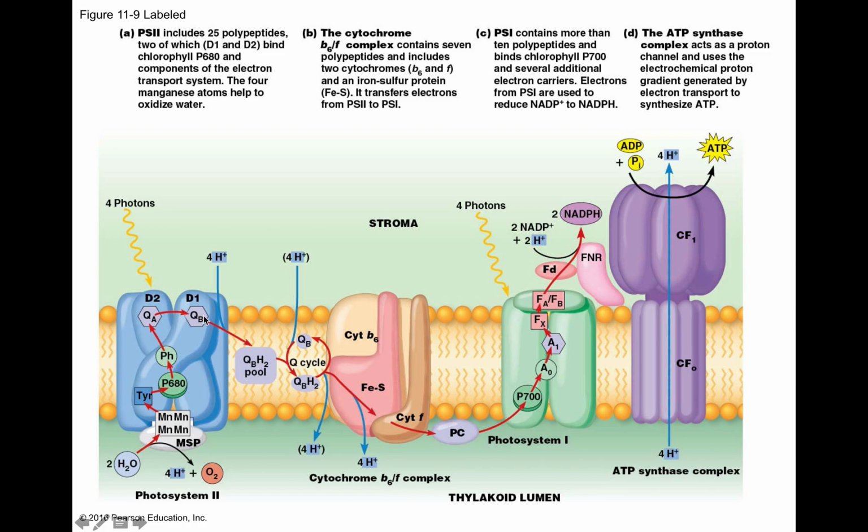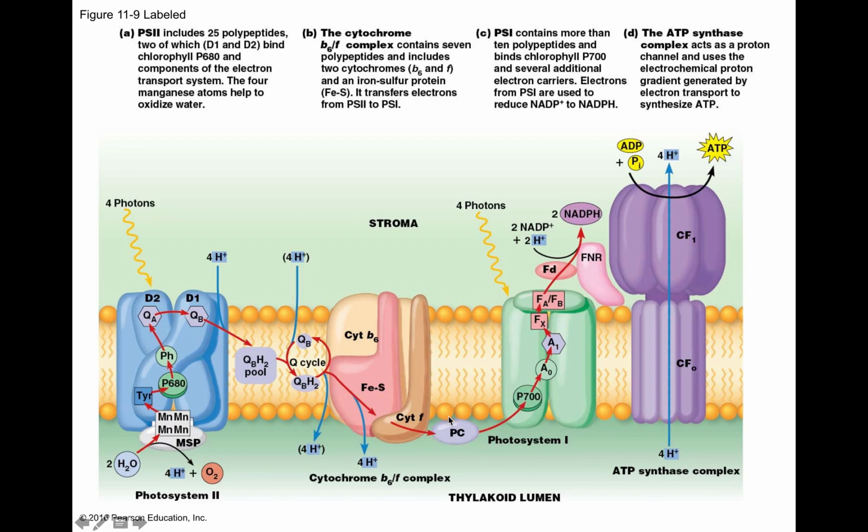These high energy electrons are going to lose energy by passing from one electron carrier to another. And that energy loss is used to move protons from the stroma, where the maple syrup is, into the lumen, inside the stuffing of the pancake. Okay? Pass off to other electron carriers. Some electron carriers are membrane bound, some are soluble in water, just like you saw in mitochondria. These are passing off electrons to photosystem 1.